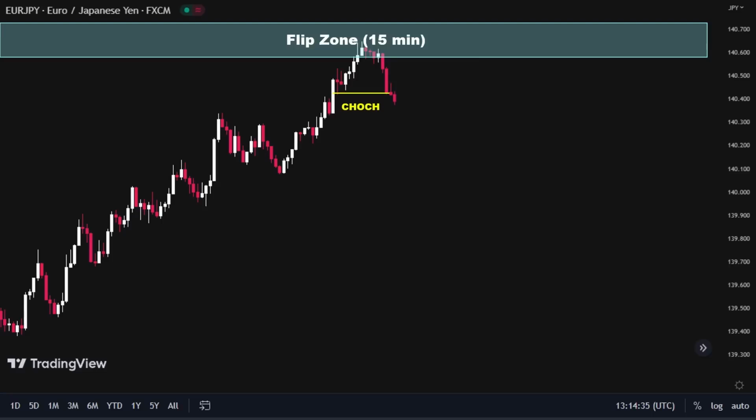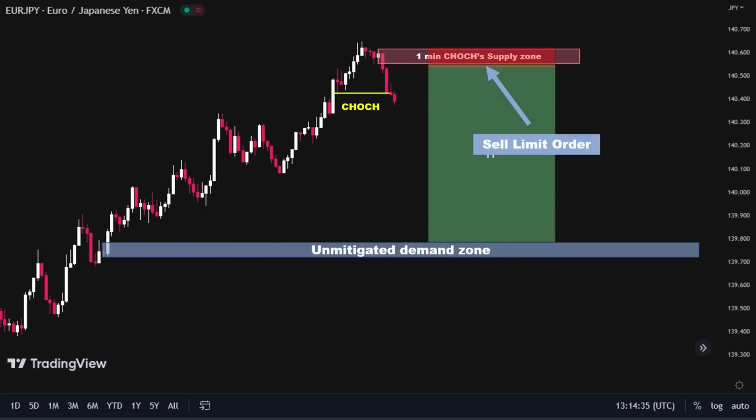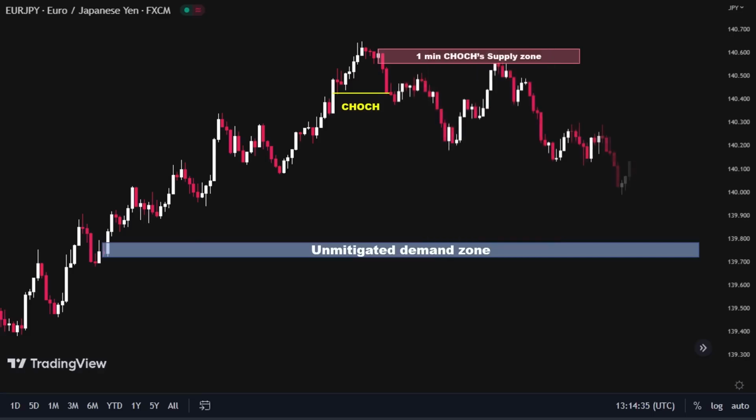Next, we are going to highlight the supply zone created by Chalk's wave. Now we have detected the point of interest. So next we should place our sell limit order here and put the stop loss a couple of pips above the highest point of the zone and target the recent unmitigated demand. Now we have executed our sell limit. Let's see what happens. Now, our sell limit order has been activated and we have entered the market.